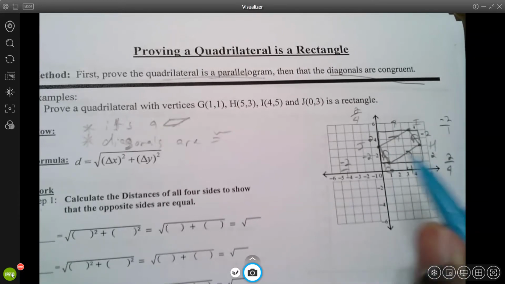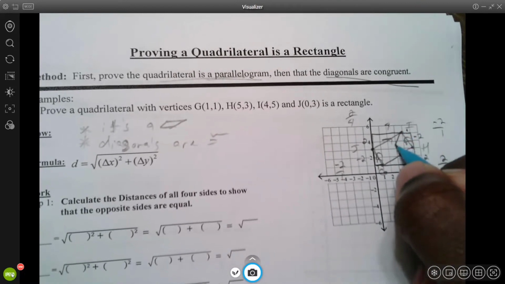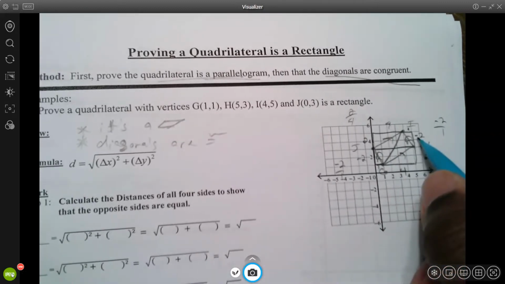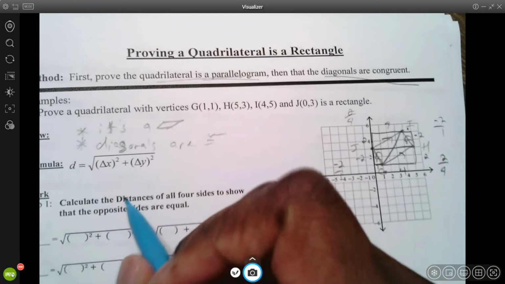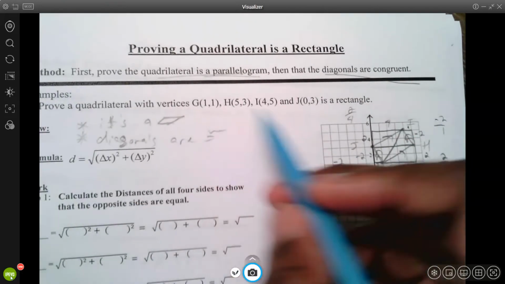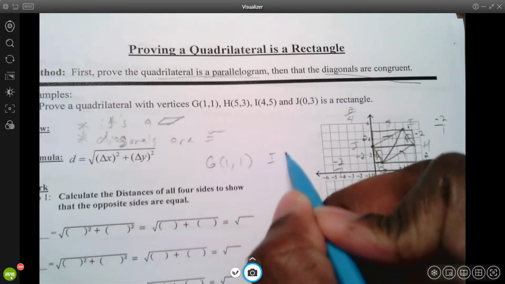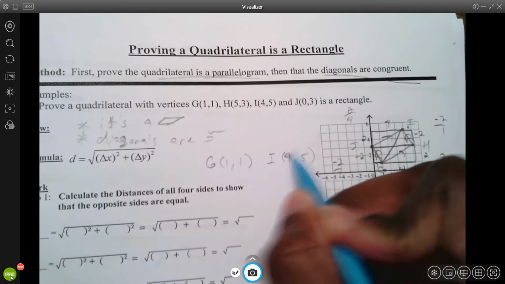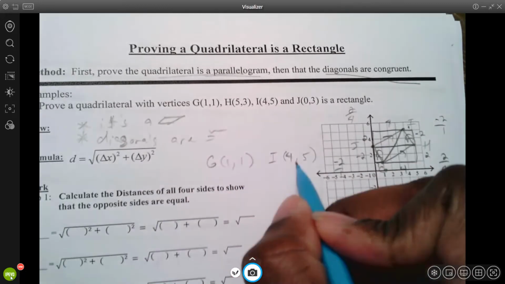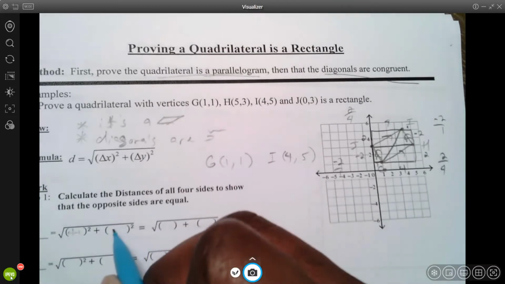It says next, prove that the diagonals are congruent. So I'm going to prove that the distance from these 2 points is the same as the distance from those points. So I'm going to use the distance formula here. I want to find the distance from G to I. G has coordinate 1, 1. I has coordinate 4, 5. Using the distance formula, I'm going to first subtract the x's and subtract the y's. So it's going to be 4 take away 1 squared, then 5 take away 1 squared.